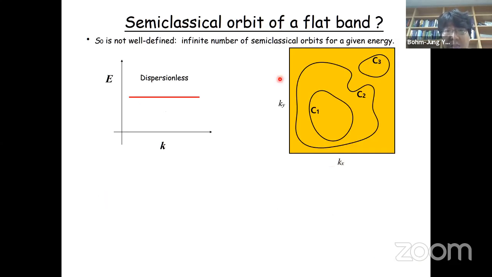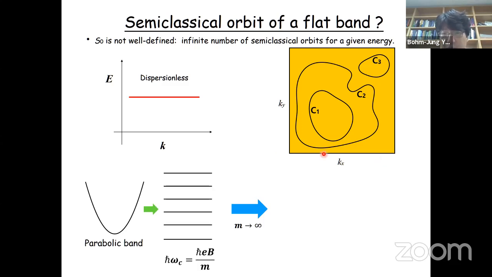But if you apply this semi-classical theory to a flat band, there's a problem, because in a flat band, basically every closed loop can be a semi-classical orbit. So we cannot single out the semi-classical orbit, since all the closed loops are on the same energy.